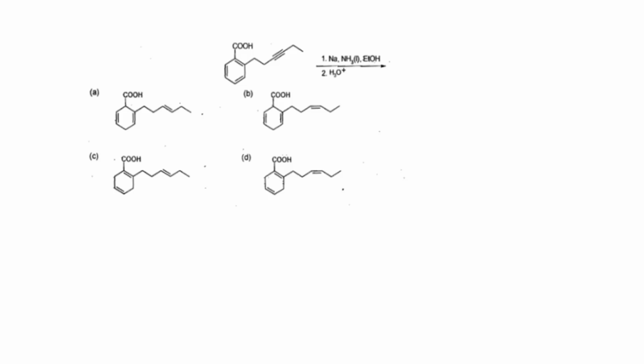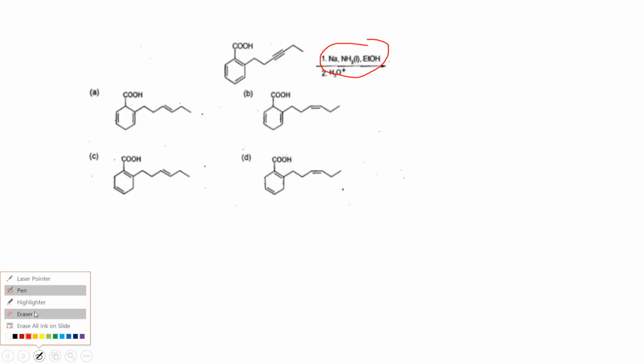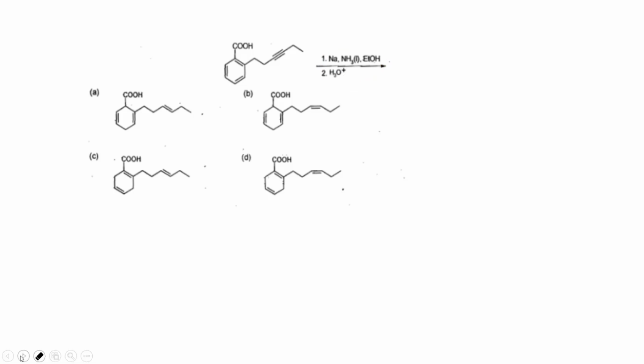We are asked for the product of this reaction. So this is a Birch reduction reagent. What will happen? In case of Birch reduction, the aromatic ring can be reduced, and also the triple bond can get reduced. And this is an electron withdrawing group, so that should be conjugated. And for Birch reduction, if a triple bond gets reduced, the product should always be a trans double bond.